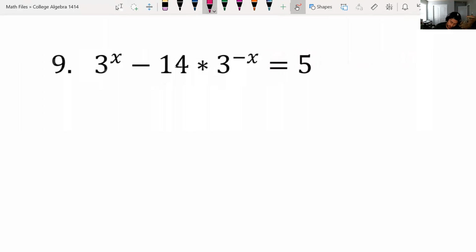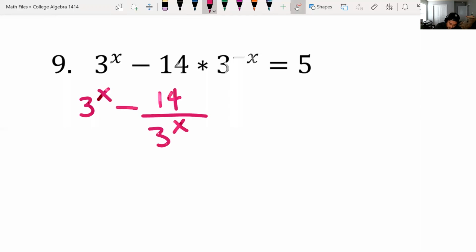All right, so now we have 3 to the x minus 14 times 3 to the negative x equal to 5. Here, u substitution is not going to work yet because that's 3 to the negative x. So what we're going to do is rewrite this using negative exponents. So I'm going to rewrite this as 3 to the x minus 14 over 3 to the x equals 5. That uses the negative exponent rule, so it flips to the denominator.